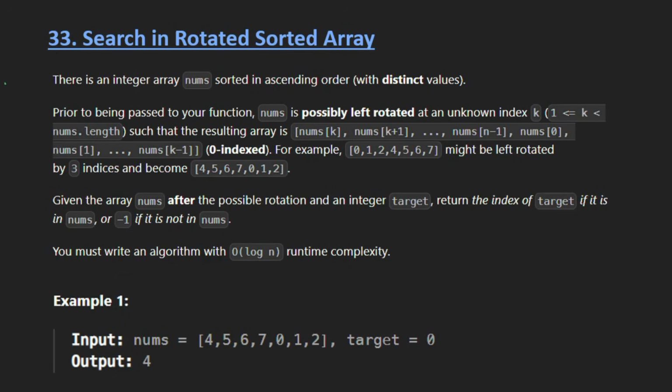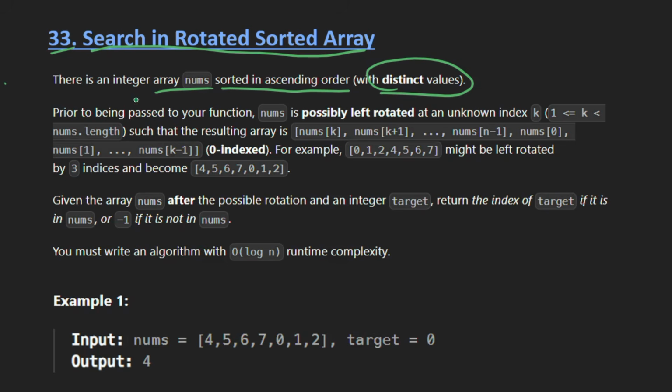So our today's LeetCode question is 33, which is Search in Rotated Sorted Array. Basically in this question we are given an integer array nums, which is initially sorted in ascending order, and all the values are distinct.